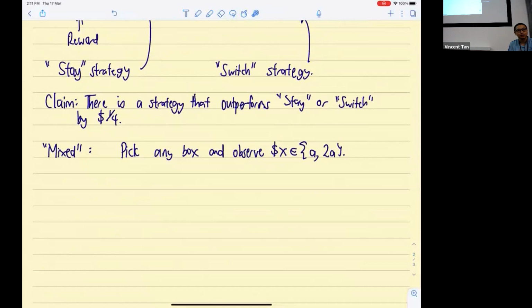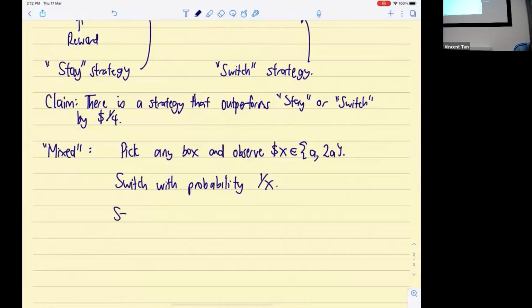Do you understand? Okay, so now I will switch with probability 1 over X, and I will stay with probability 1 minus 1 over X. So if I open the first box and observe that the amount of money there is $5, I will switch with probability 20%.